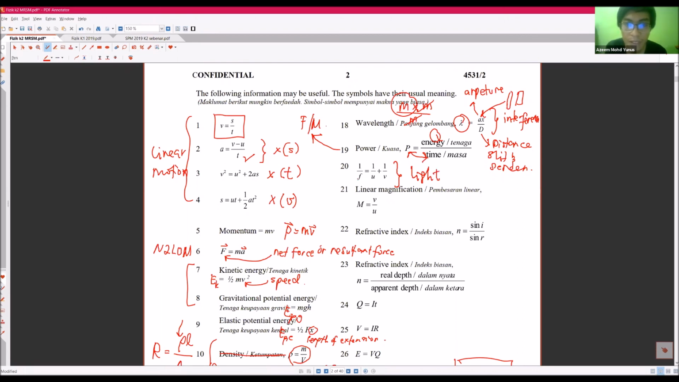So f here is not frequency, even though light has frequency. It is the focal length. This is for lenses only. If you learn further in your studies, especially in matriculation or university college level, you can use other formulas as well. For SPM level it is only for lenses. u is for the object distance. v is for the image distance. The units are in cm.